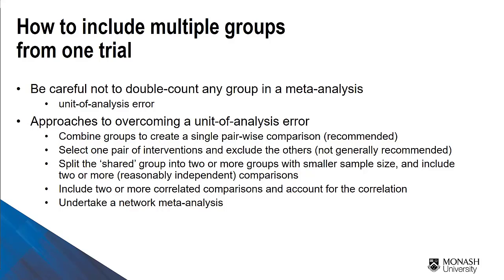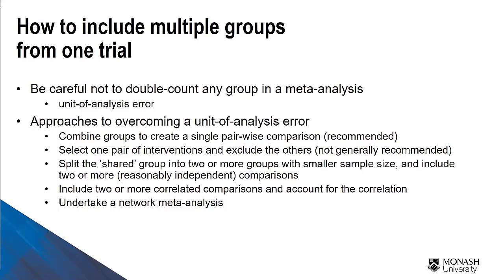Approaches to overcoming that unit of analysis error in this particular situation is that we can combine groups to create a single pairwise comparison, and that's our recommended approach here. We could select one pair of interventions and exclude the others. This is not generally recommended because we're throwing away information if we do that. We can split the shared group into 2 or more groups with smaller sample sizes and include 2 or more reasonably independent comparisons. So that was the first example that I showed.